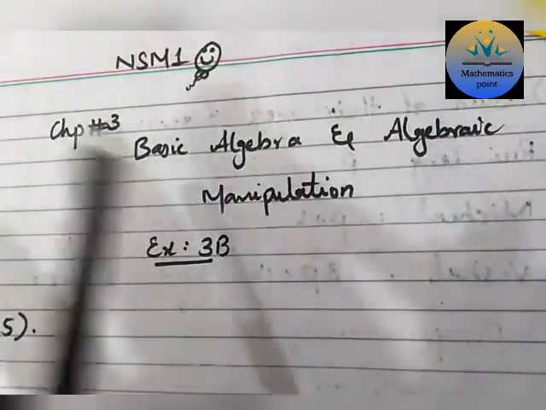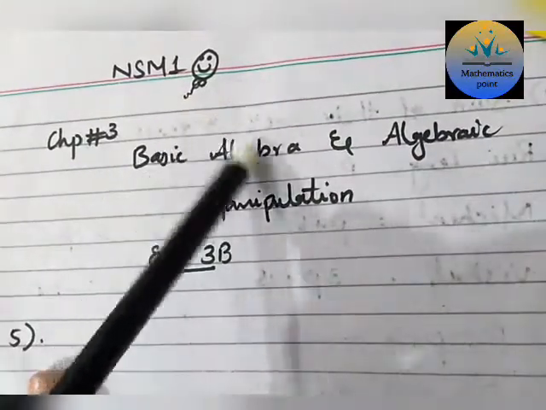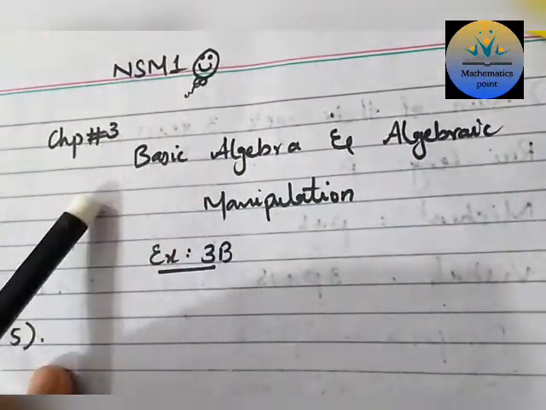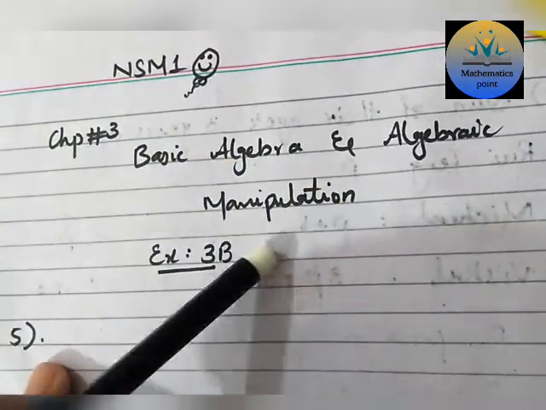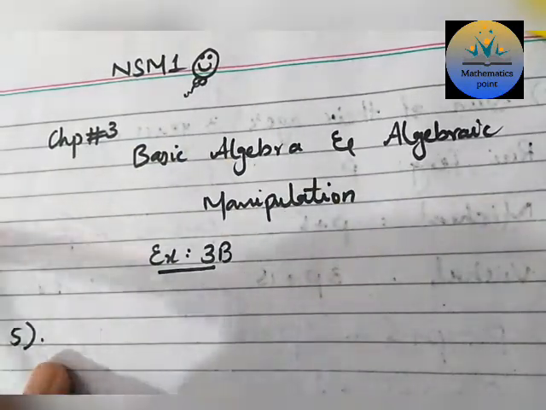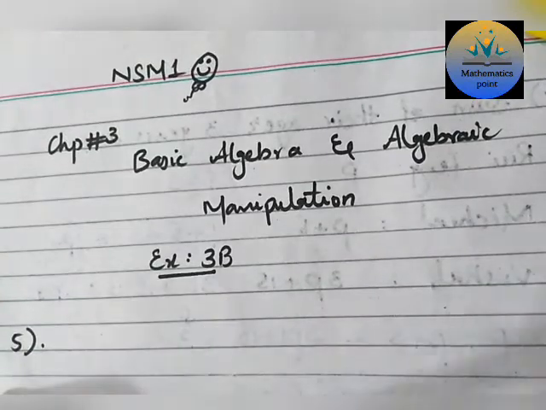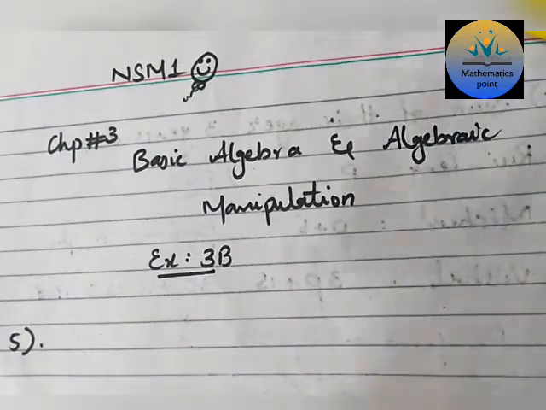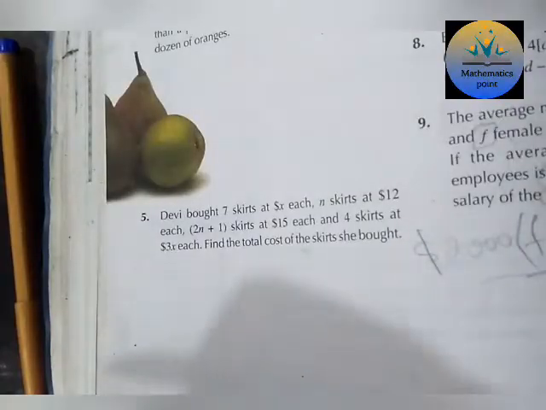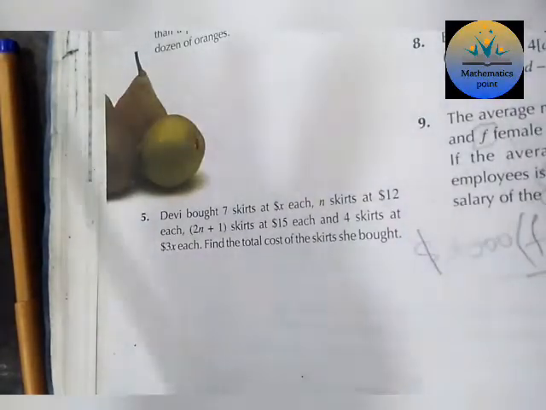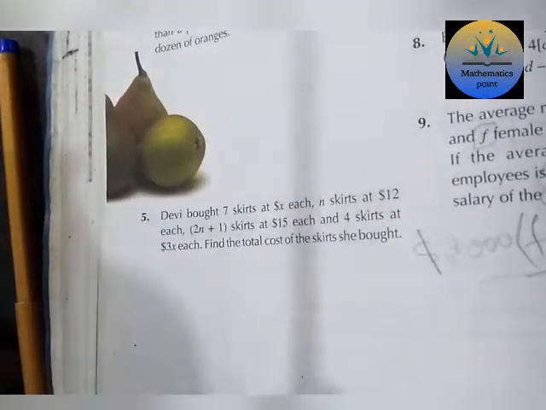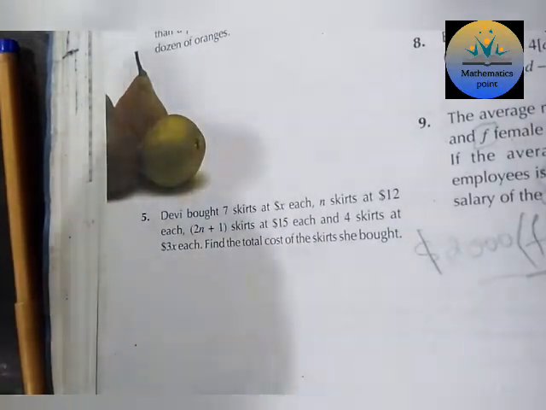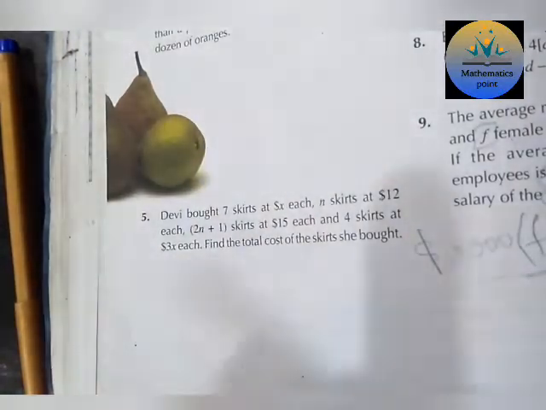Today we will do NSM 1, D1, Chapter 3 Basic Algebra and Algebraic Manipulation, Exercise 3B, Question 5. That is again your favorite word problem. For making the word problem, the ingredients are your pencil and your book. Now we have a word problem. Question 5. What is it?